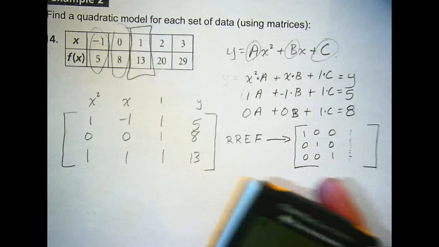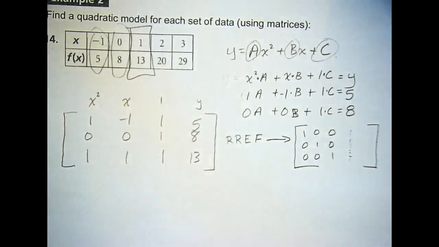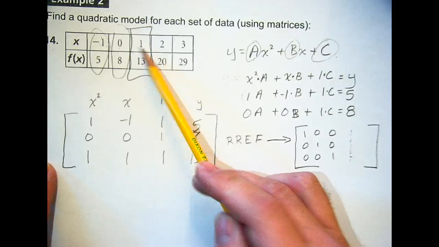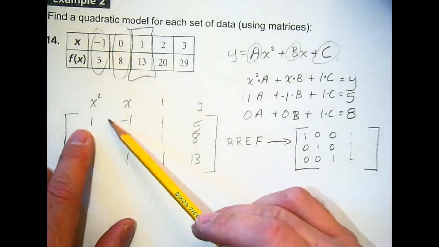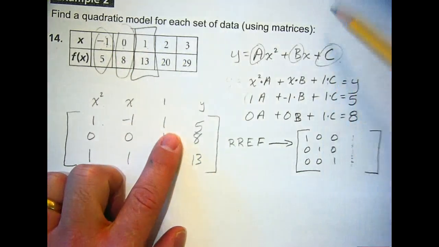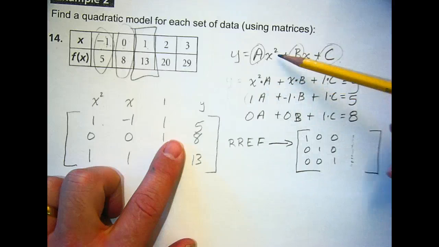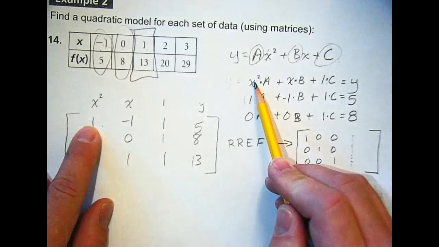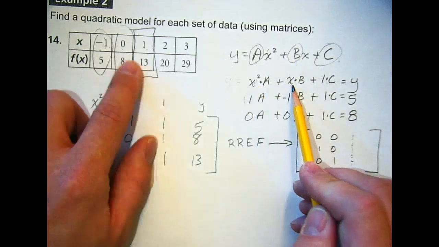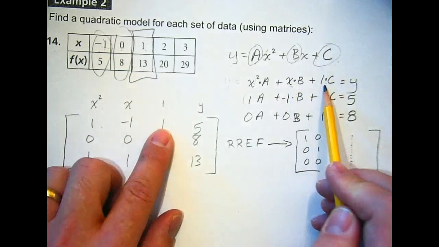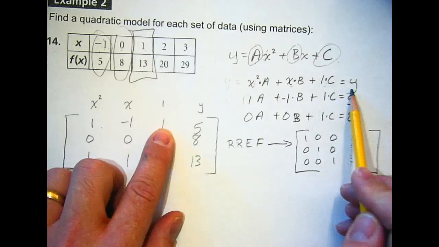Right here? I took 3 points. In those 3 points, I said x squared, x, and then 1. I'm using the coefficients of these. So the coefficient of A is x squared, so I took that and squared it and put it there. The coefficient of B is x, so I took that, negative 1, and put it there. Coefficient of C is always 1. And then that equals y, which in this case is 5.